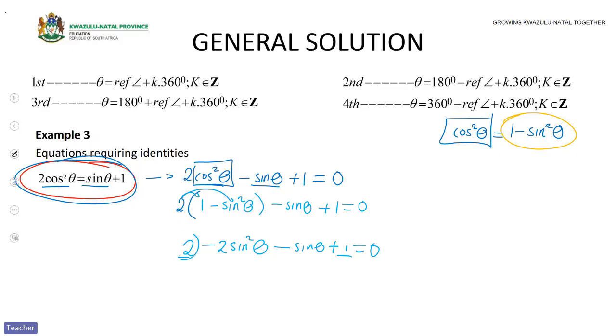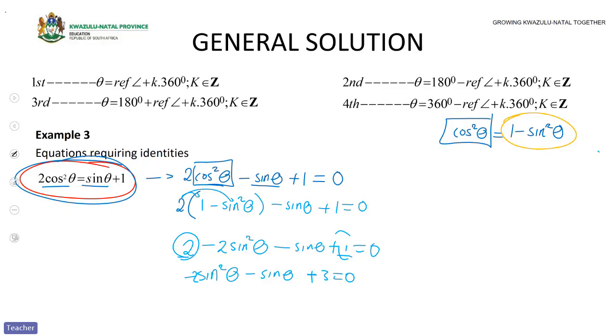Then, because we have the like terms here, 2 plus 1, it's going to give us 3. So it's sine squared theta minus sine theta plus 3 equals 0. So we have minus 2 sine squared theta minus sine theta plus 3 equals 0. And we can see that this is a general equation written in standard form, a quadratic equation in standard form.